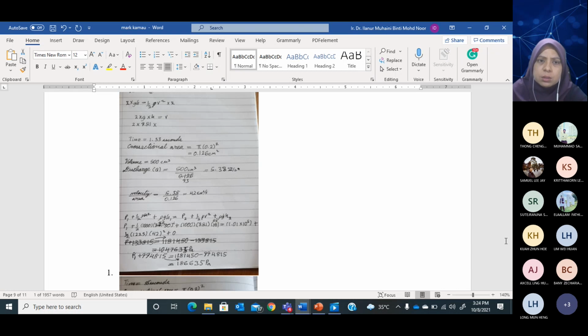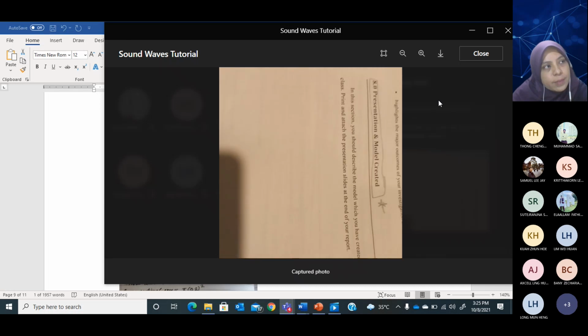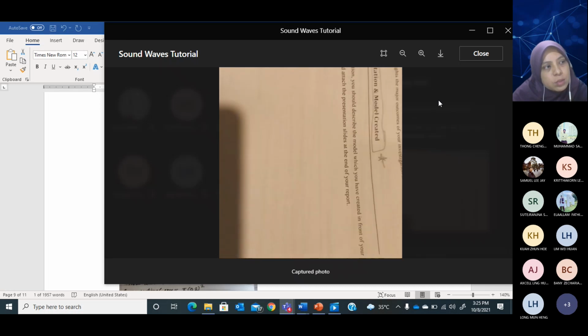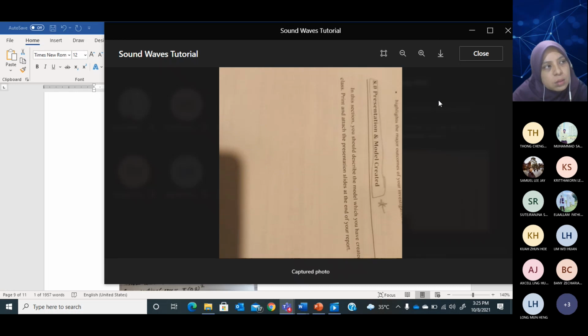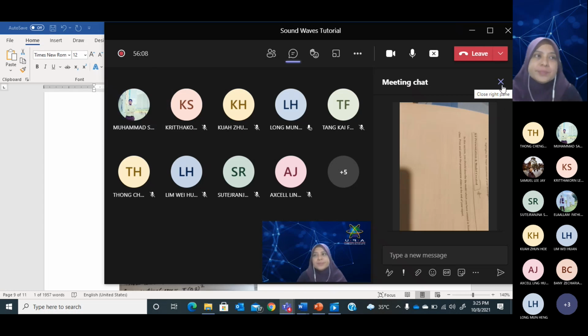Ma'am, can you explain this thing? I have sent you the picture. In this section, you should describe the model you have created. Just now I already told you. No need to print; that is for non-online submission. Send online only, in Moodle. No need to print.